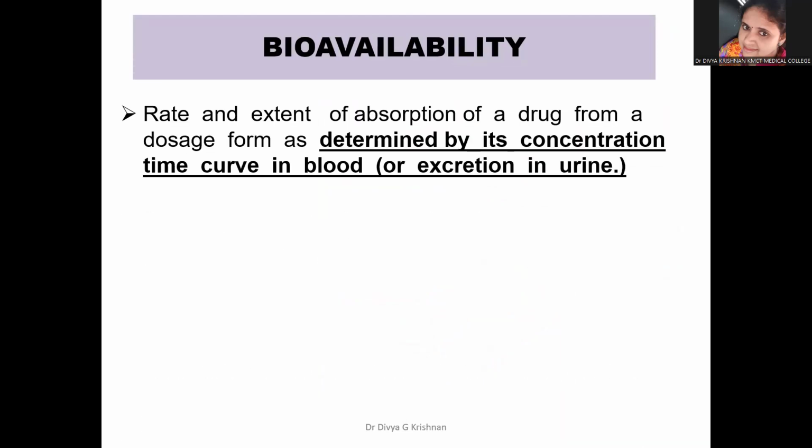Bioavailability is the rate and extent of absorption of a drug from a dosage form as determined by its concentration time curve in blood. You have to give importance to certain terms here: rate and extent of absorption. That's the first thing that you have to concentrate on. Bioavailability defines the rate as well as the extent of absorption of a drug from any dosage form. Any dosage form means it can be tablets, it can be injection. And how is it determined? It is determined by the concentration time curve in the blood.